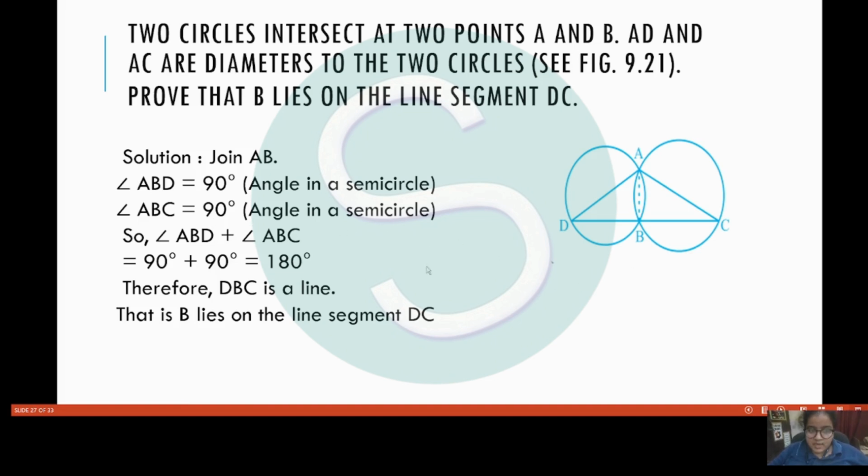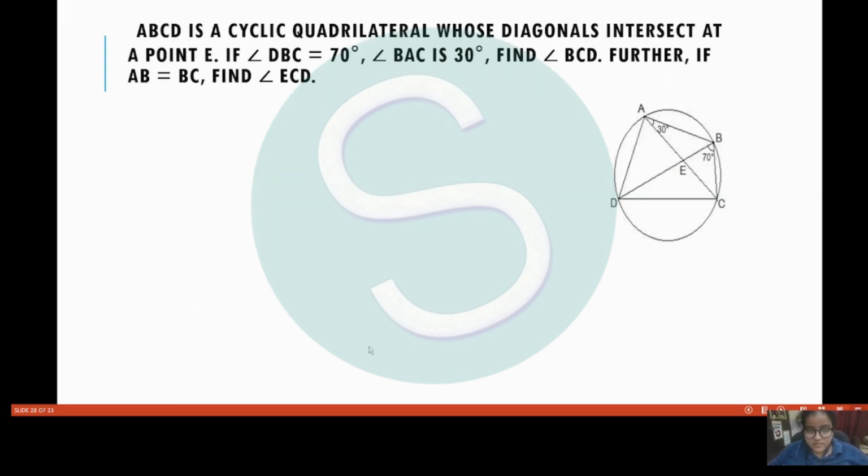And we know that ABC plus ABD equals 180 degrees. So this implies that this is 90 degrees, this is 90 degrees. This implies that DBC is a straight line. So this implies B lies on the line segment DC. Now we will move to the next question.